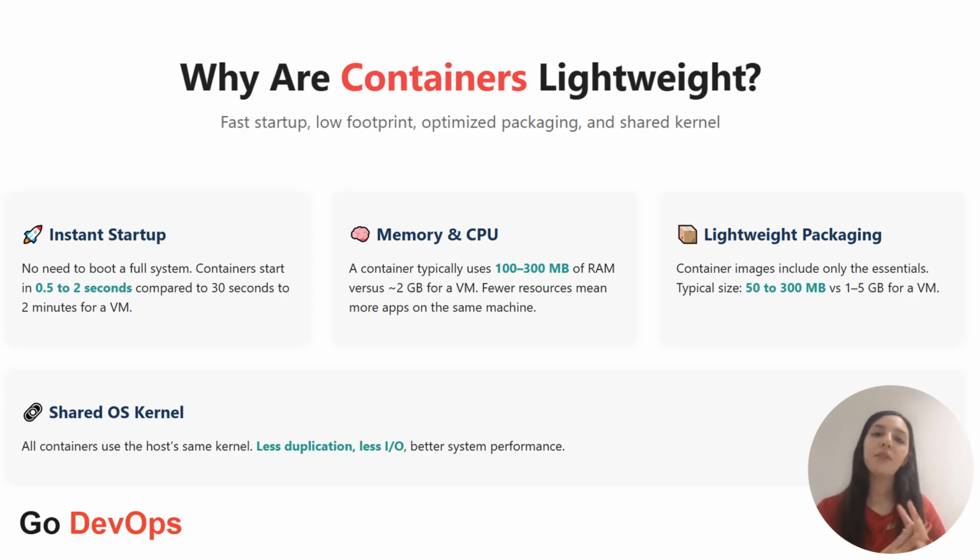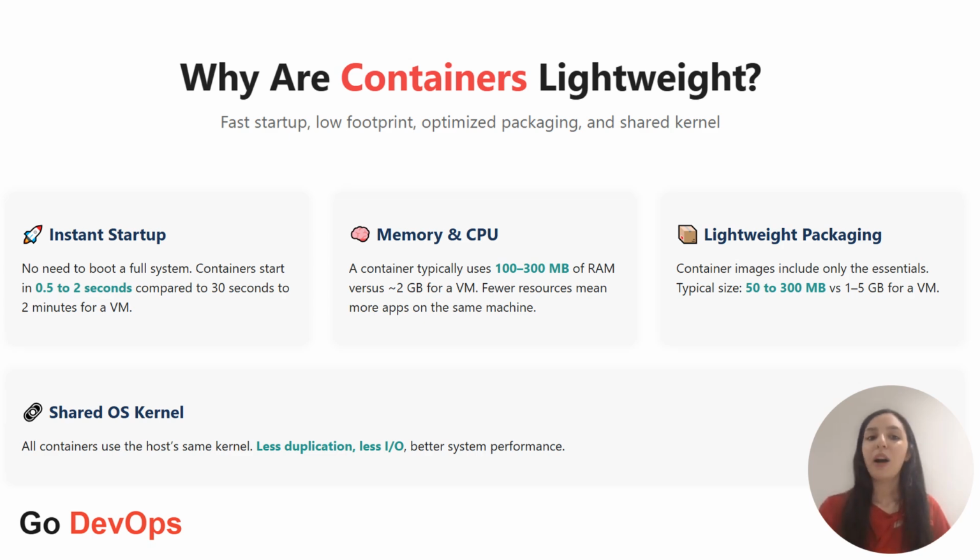And finally, we have the shared operating system kernel. Containers share the same operating system kernel, and instead of each container bringing its own operating system like a virtual machine, all containers on a host run on the same Linux kernel. This reduces duplication and improves performance, especially around system calls. Everything runs more efficiently because the heavy lifting is done once and shared.